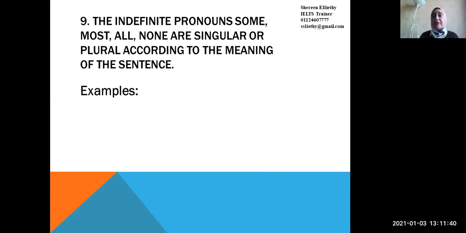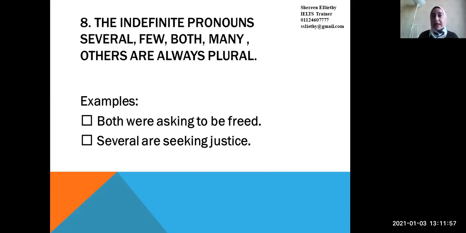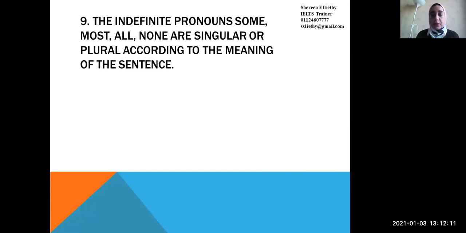The indefinite pronouns some, most, all, none are singular or plural according to the meaning of the sentence. For example, some of the girls were absent. However, you can also say some of the ice cream is left. Let's look at rule number 8 again. The indefinite pronouns several, few, both, many, and others are always plural. Several means more than one, few as well, both as well, many, and others, and they require a plural verb.